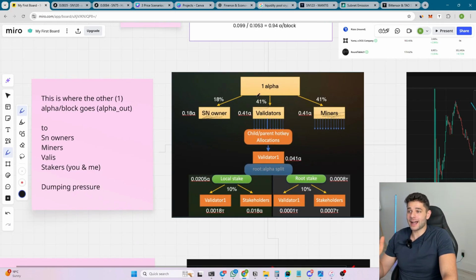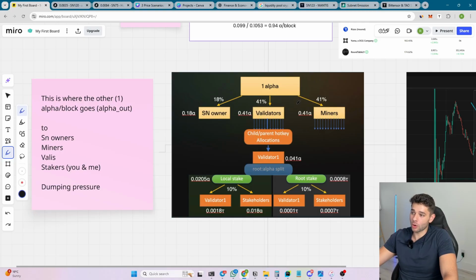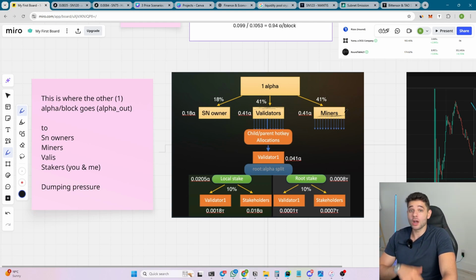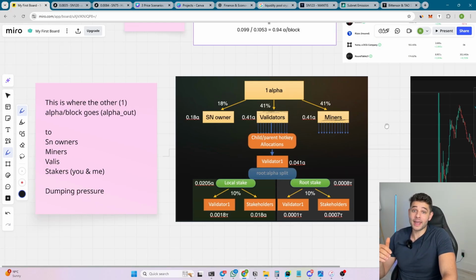The second alpha token that is emitted by the protocol goes to subnet participants, all right? So out of the 1 alpha that is emitted every block, 18% goes to subnet owners, 41% goes to validators. These are the people with which you stake. And 41% goes to miners. These are the people that cause dumping pressure, but you can't blame them because they have a lot of expenses. They run hardware and they just have high electricity bills.